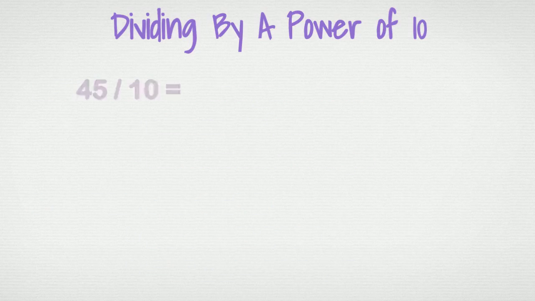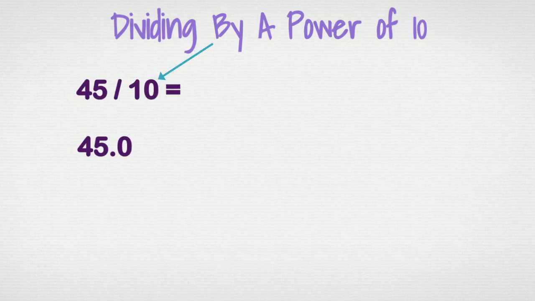45 divided by 10. We can assume that the number 45 has a decimal to the right of 5 because it could also be written as 45.0. We need to have a starting point for our decimal. Since we're dividing by 10, we have 1 zero, which means we're going to move the decimal to the left 1 spot. When we do that, our answer is 4.5.